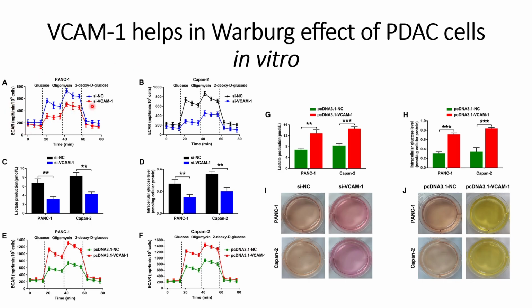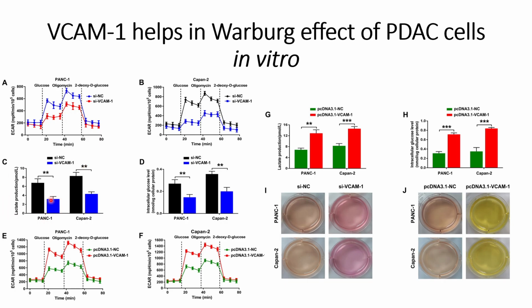And when they silenced VCAM-1 in the PANC1 cell lines and the KPN2 cell lines, they saw a reduction in the Warburg effect, which can be seen in panel A and panel B, indicating that the extracellular acidification rate is lower with the reduction in VCAM-1. They also found that intracellular lactate production and glucose levels are lower whenever VCAM is silenced. The quantifications are shown in panel C for the lactate production.